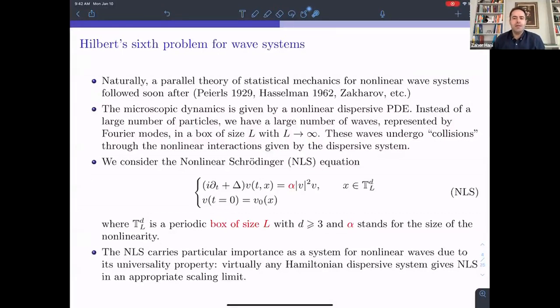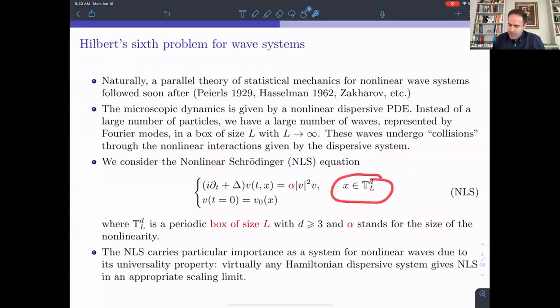And these waves, again pushing this analogy, undergo collisions with each other, and those collisions are dictated exactly by the nonlinear interactions of the dispersive system that you start with. So for us today, we'll be taking this highly important dispersive system, the nonlinear Schrodinger equation, which is given as follows: i v_t plus Laplacian of v is equal to alpha |v|^2 v. This alpha over here is a parameter to characterize the strength of the nonlinearity.